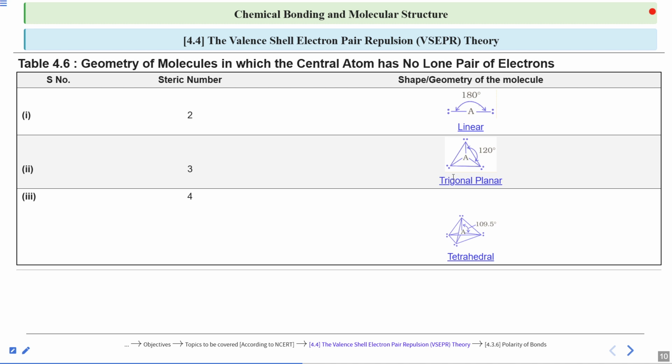So there are 3 steric numbers covered. 2 is for linear, 3 is for trigonal planar, and 4 is for tetrahedral. Okay. Moving on to the next question.